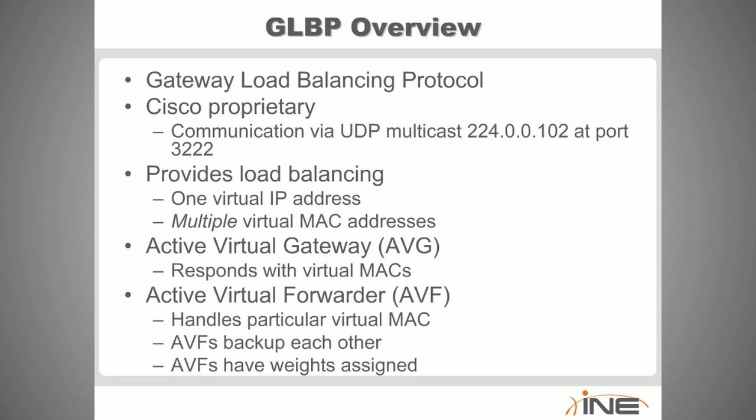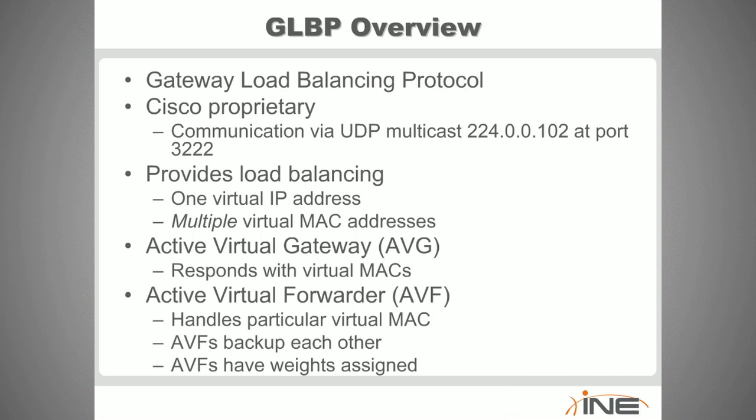So if we have three virtual forwarders with MAC addresses A, B, and C, when the Active Virtual Gateway receives an ARP request for the virtual IP address, it will respond back to the host with one of the MAC addresses A, B, or C. So it's responding on behalf of the virtual forwarder. This means that when the actual traffic flow occurs, the host is sending the traffic towards the same virtual IP address, but based on the layer 2 MAC address, it's going to go to a separate active virtual forwarder.